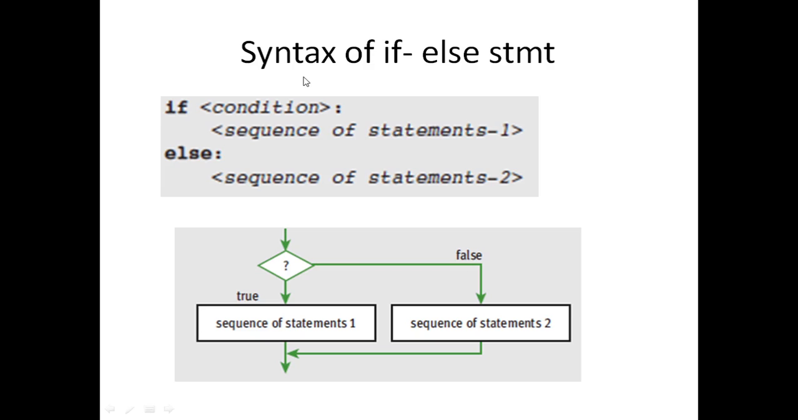So this is the syntax of an if else statement. If we give some condition, there should be a colon here. Then there will be a sequence of statements which are indented at the same position. In the else part, we can execute any number of statements. So if you draw the flowchart, it will look like this.